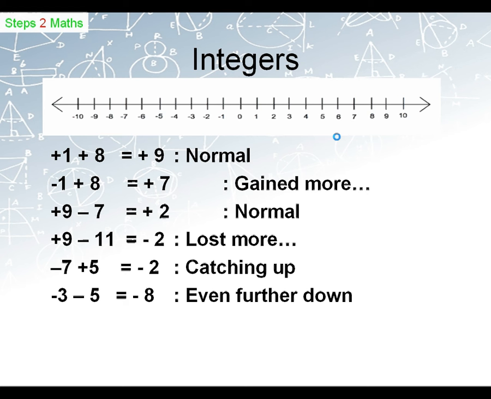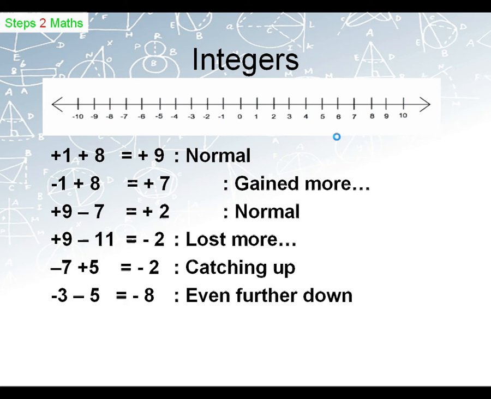You were 9 points ahead and you lost 7 points. Now you're only 2 points ahead. This is exactly the same as subtraction on the natural numbers that you're used to. +9 take away 7 = +2. In the fourth example, we say that we were 9 points ahead and we lost 11 points.